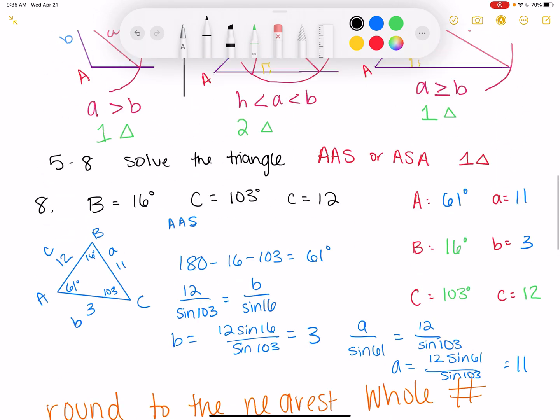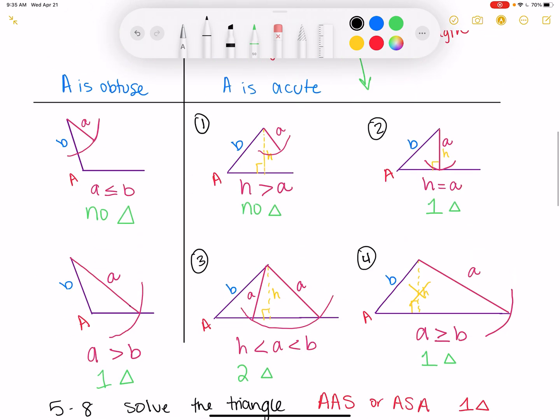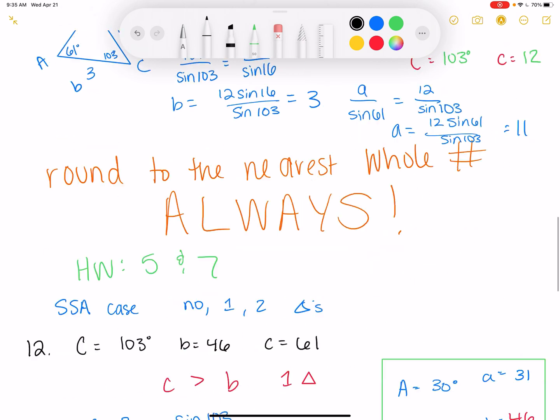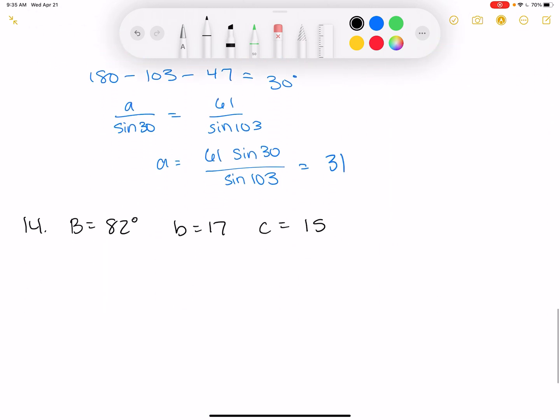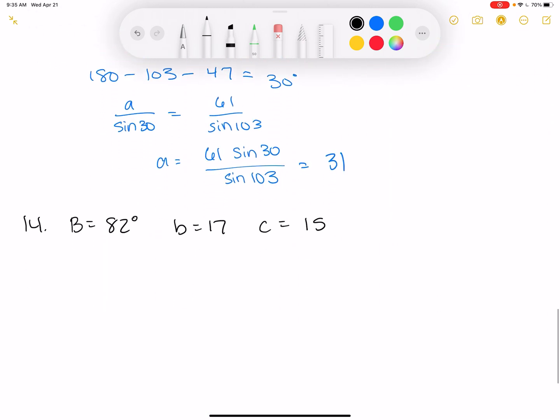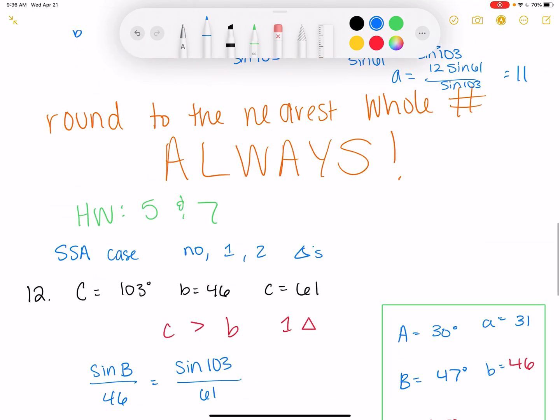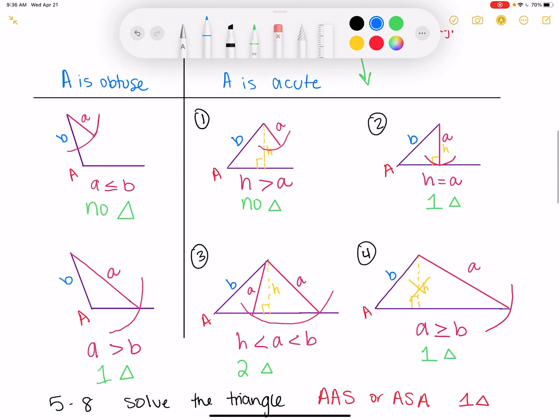So I'm on the right-hand side of my chart. How do you know it's acute? Remember, in this case, B is going to replace A in our chart. So we're looking at b compared to c. If need be, we can look at H. B is greater than C, so it's going to be one triangle.